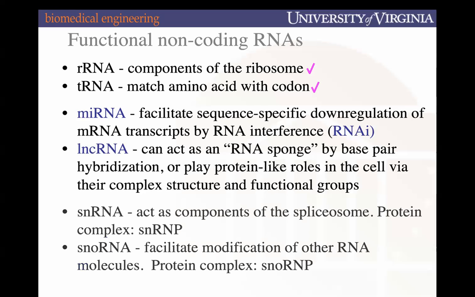A couple more: we have these small non-coding RNAs that encode for components of the spliceosome, the SNRPs, and we have snoRNA that facilitate modification of other molecules. But these are different classes of non-coding RNAs. While they don't code for a specific protein, they still have really important biological roles and are very functional.